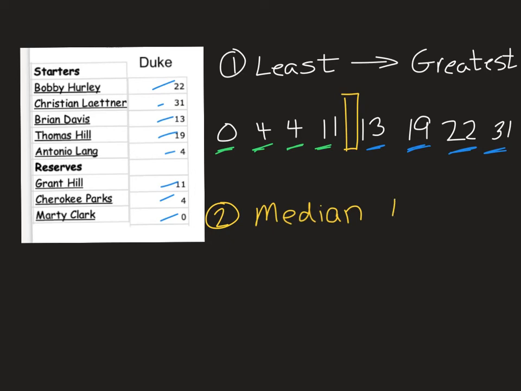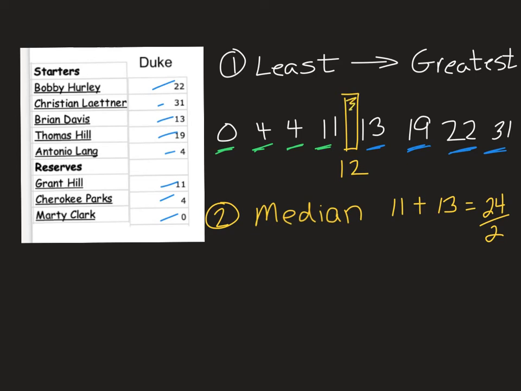So remember what you do is you take those two middle numbers. So I'm going to add together 11 plus 13, which is 24. Then I'm going to divide that 24 by 2. So that means the median in this particular case is the number that's halfway between 11 and 13, which is going to be 12.